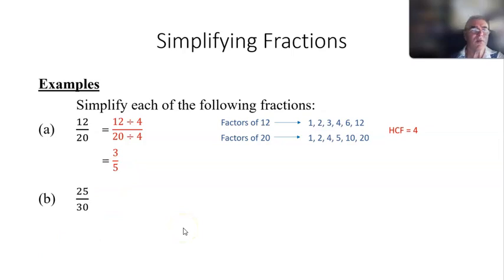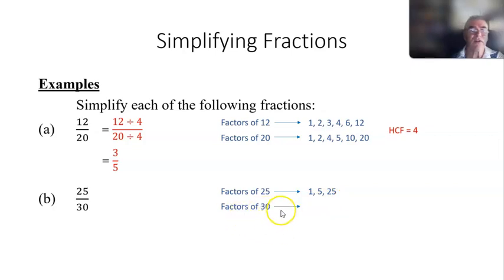So here's another example. Let's simplify 25 over 30. So if I cut up a shape into 30 equal pieces and coloured in 25 of them, that's the same as what we'll find out in a moment. First of all, factors of 25, 1 times 25 and 5 times 5. So there's only 3 factors.